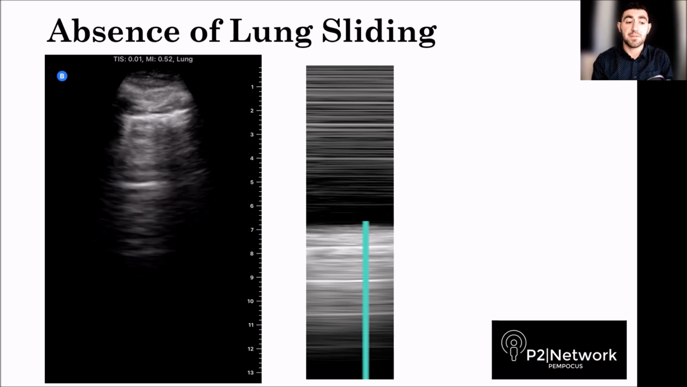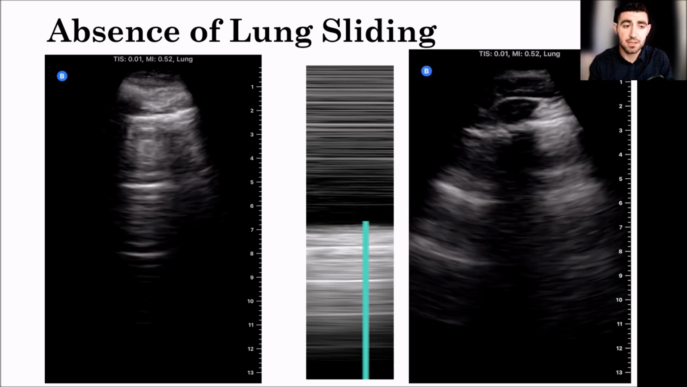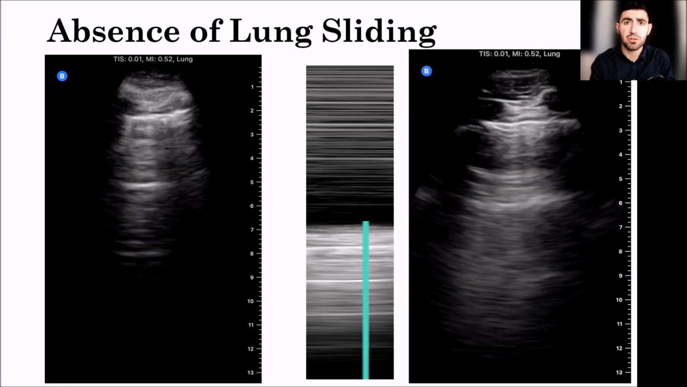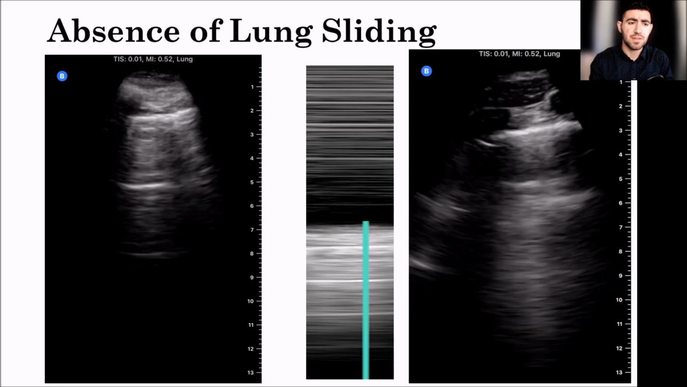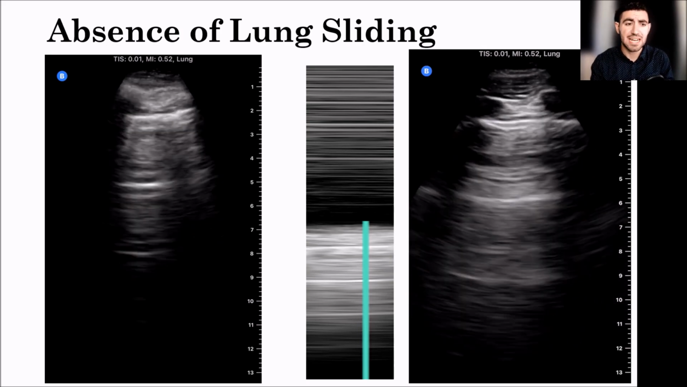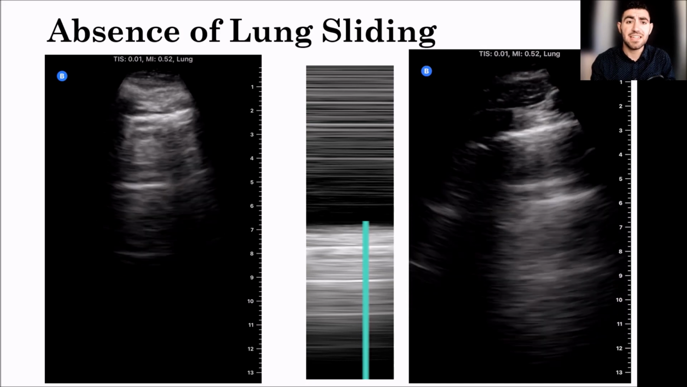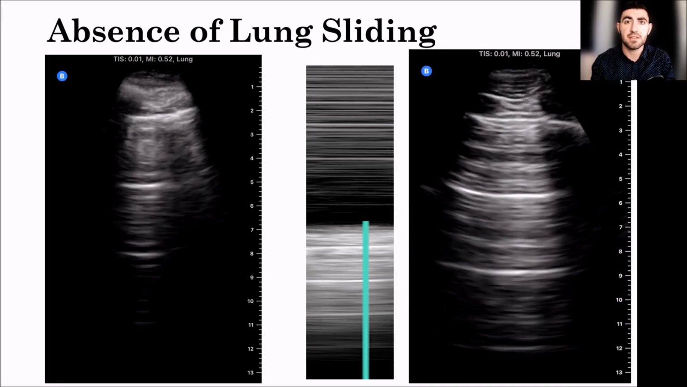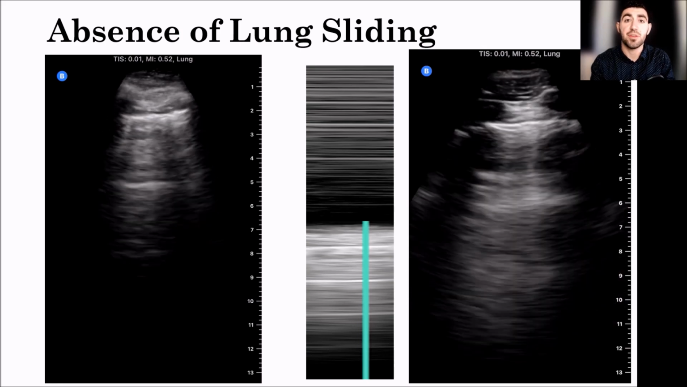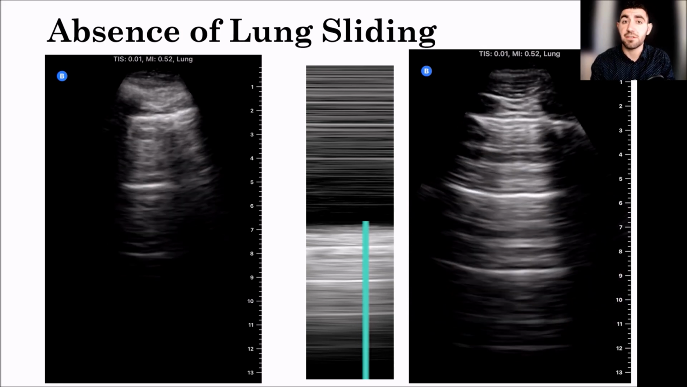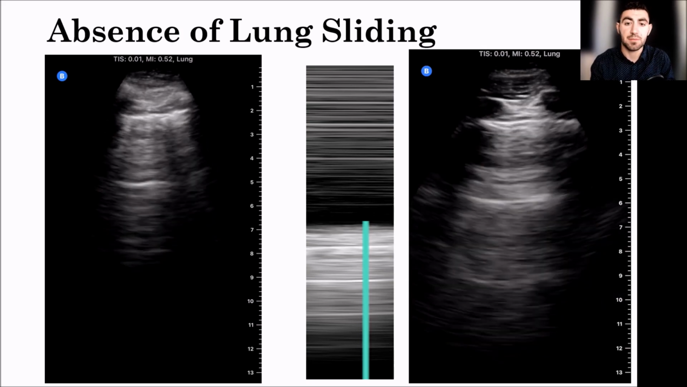Here's an example of the absence of lung sliding. So if you look, this image on the left here, you look at that pleural line, it's really not moving very much, right? With each breath, the chest is moving slightly, but that line is really not shimmering. And here's the M mode confirmatory image. And see how it just straight lines all the way across as opposed to that nice sandy beach or seashore sign? So this is called the barcode sign. And this is confirmatory for the absence of lung sliding. And here's your normal example for comparison on the right.